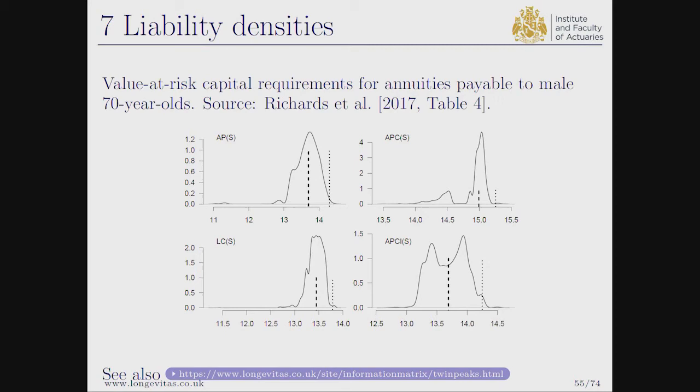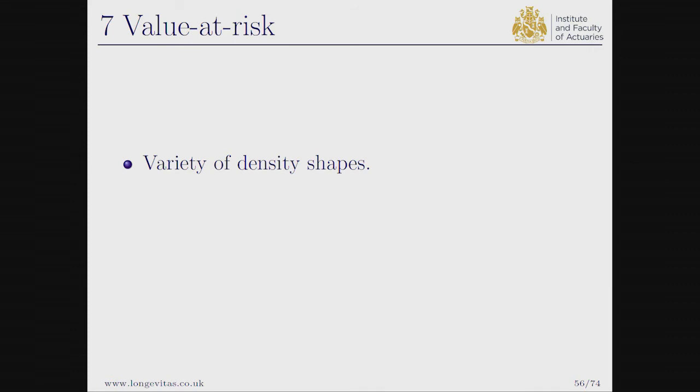So we've got a variety of density shapes, and not all are unimodal. It is possible, even just using a Lee-Carter model, which in the previous slide was unimodal, for some data sets to get bimodal distributions out for the value at risk calculations. This is by no means a feature that's restricted to the APC and APCI models. These value at risk calculations are not always unimodal.